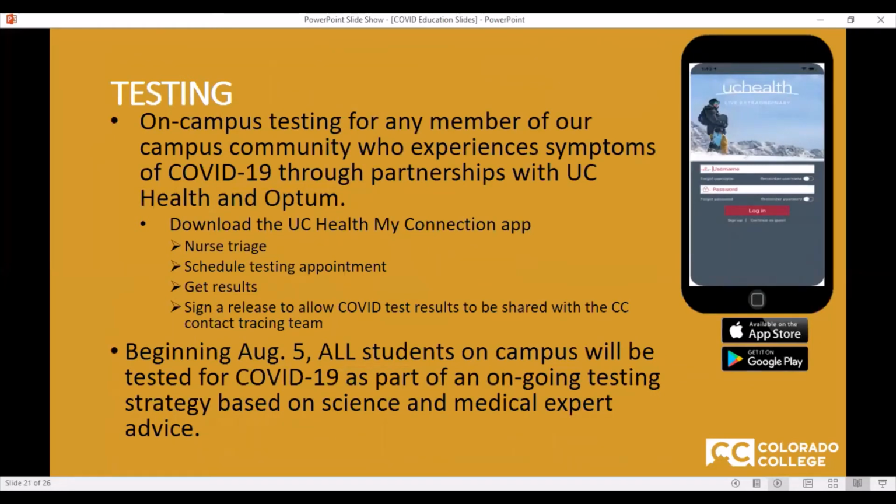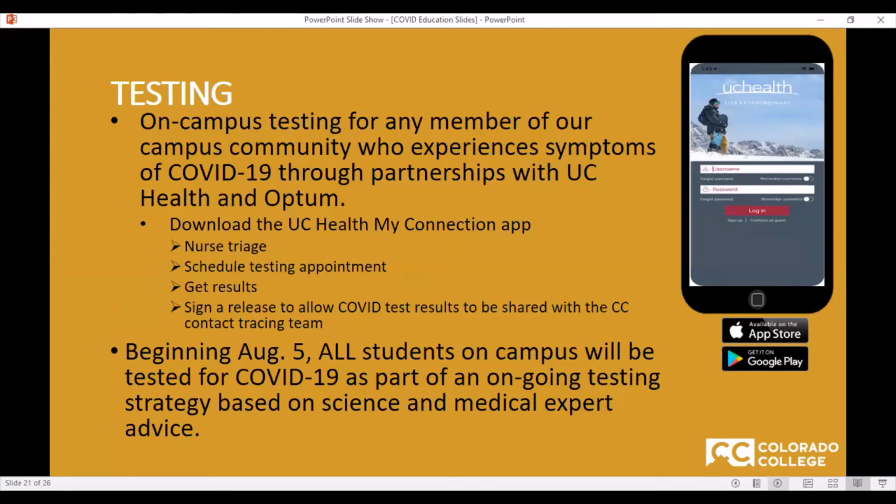The college has also developed strategies for testing. Testing is an important part of the public health response to COVID, and we want to reduce any barriers to testing for our community. Through partnerships with UC Health and Optum, on-campus testing for any member of our campus community who experiences symptoms of COVID-19 will be available. We encourage you to go ahead and download the UC Health My Connection app, available from Apple and Google App Stores.